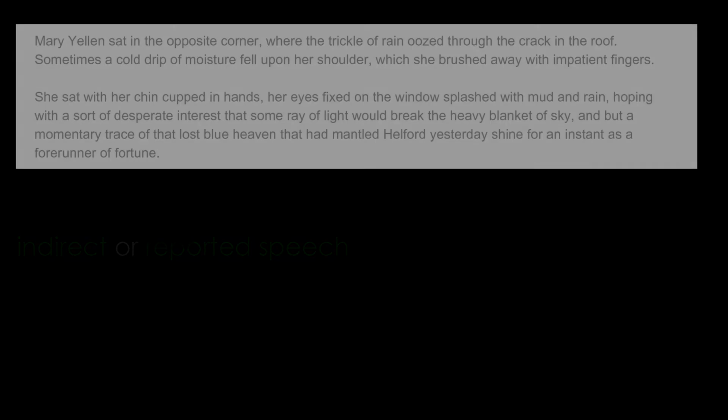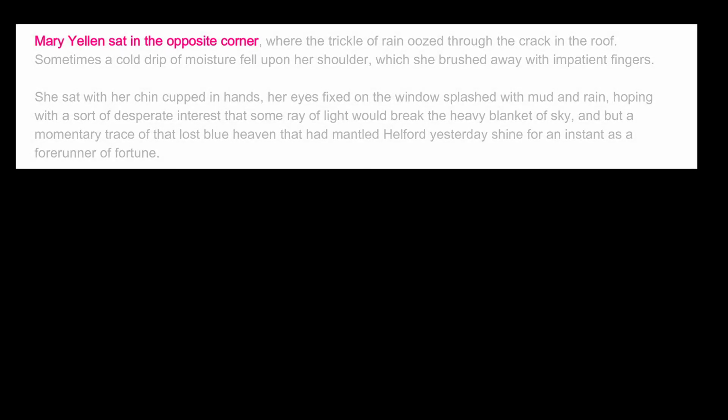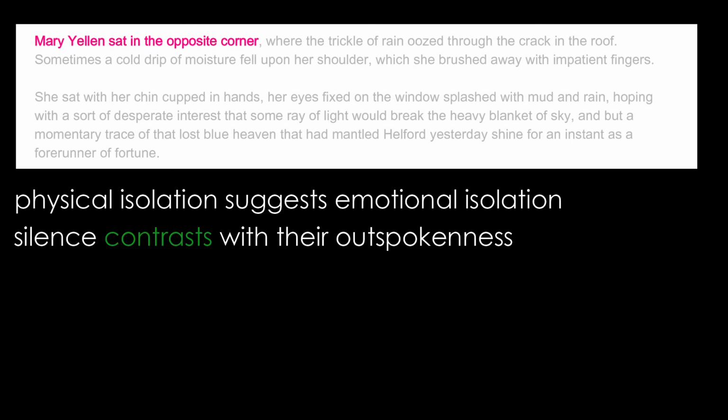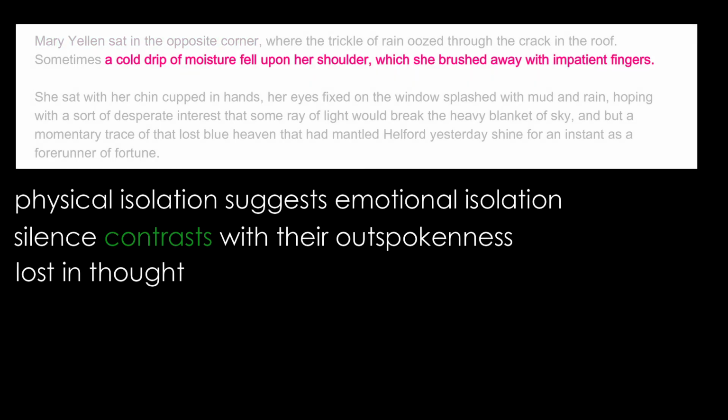Du Maurier presents Mary Yellen sitting in the opposite corner of the coach and successfully uses this physical isolation from the rest of the passengers to suggest that she is also emotionally isolated from them. Her silence contrasts with the other characters' outspokenness. Rather than make a fuss or attempt to entertain the other passengers with jokes, she is presented as lost in thought, any cold drip of moisture falling upon her shoulder being brushed away with impatient fingers, as though its presence is a nuisance and a distraction from what she is thinking about.